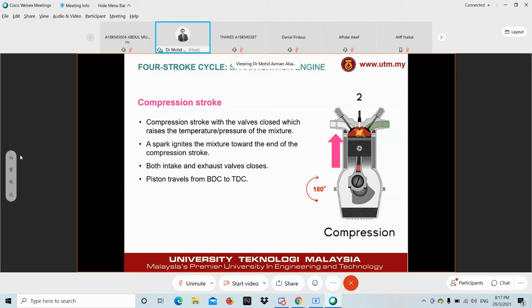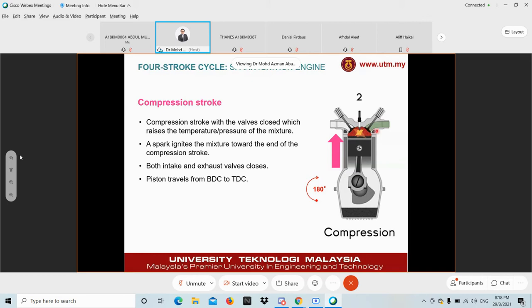So in other words, it raises the pressure. When the pressure increases, the density of the air also increases, and hence the temperature also increases. A spark ignites the mixture towards the end of the compression stroke. As the piston reaches towards TDC, the pressure inside the combustion chamber is at its peak, and a spark is triggered.